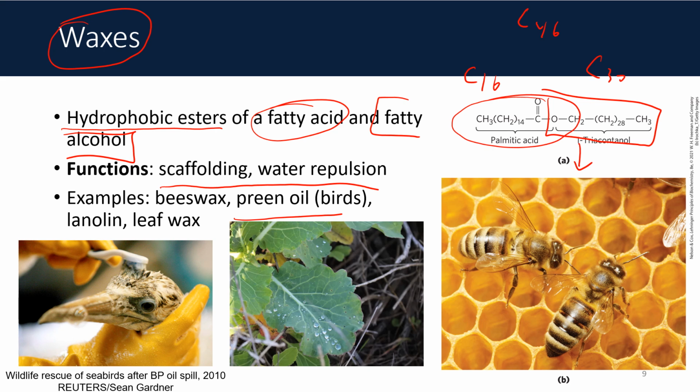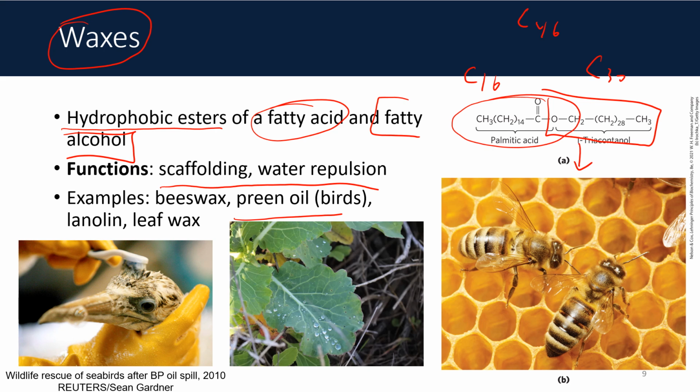In 2010, when British Petroleum accidentally spilled 200 million gallons of oil into the Gulf of Mexico, it dissolved off this protective wax, this preen oil, on the birds that were in the Gulf. And those birds that weren't scrubbed clean of that wax died of hypothermia.